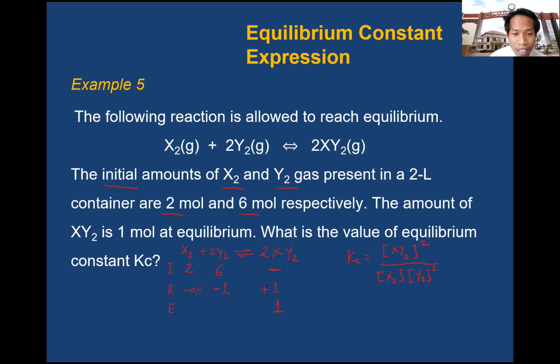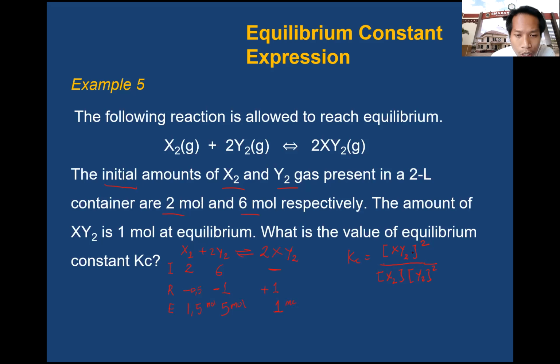So if you know already the R, then it's easy to find the E. Now 6 plus minus 1, it is 5. 2 plus minus 0.5, it is 1.5. So you will get this value. And what is the unit of this one? Must be mole, because we are using mole here, 2 mole and 6 mole and 1 mole. So the unit is mole.